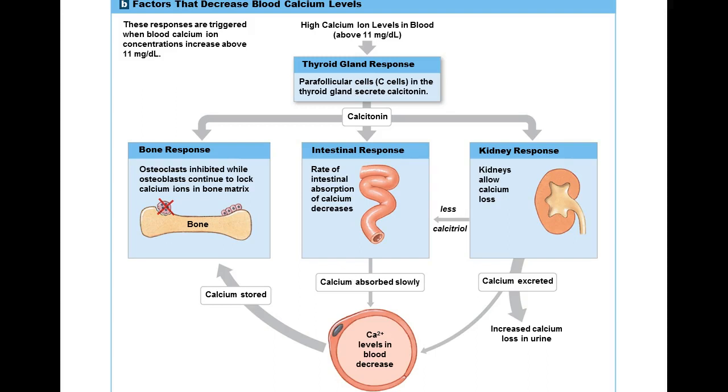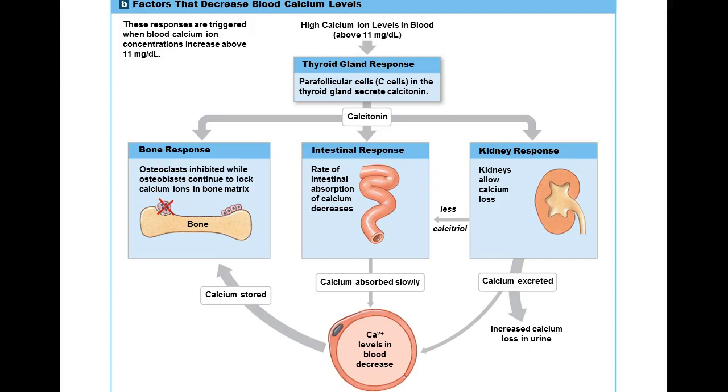That will slow the rate of absorption in the GI tract, as well as tell the kidneys it's okay to secrete calcium in the urine, as well as don't release any calcitriol. So we don't want to help the intestinal tract absorb. We just want to get rid of some of these calcium ions in the urine, and all of that will happen until calcium levels come back into what is considered a normal range.